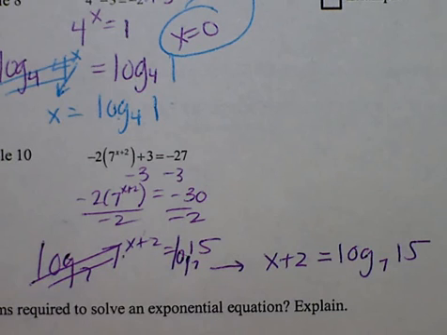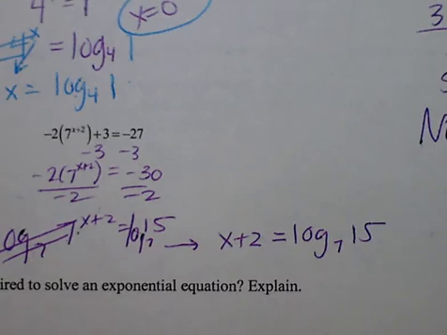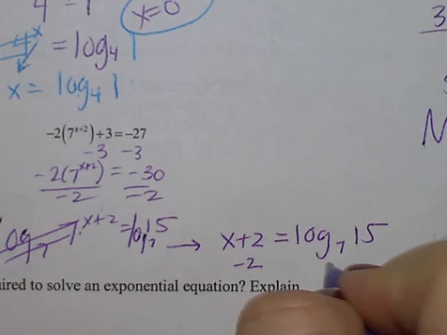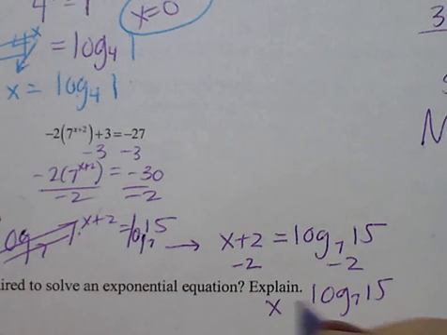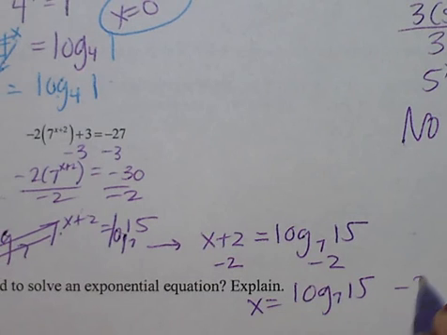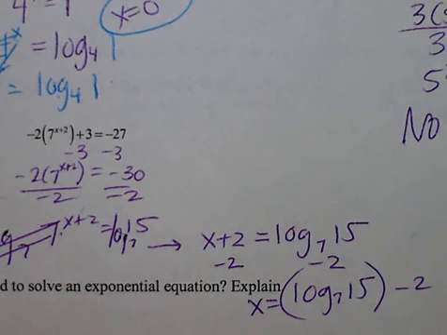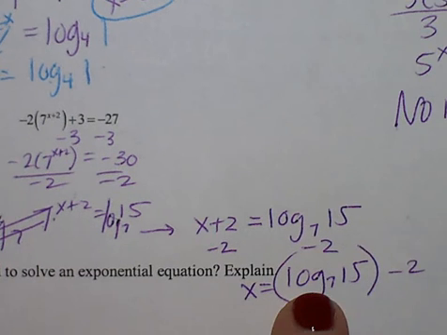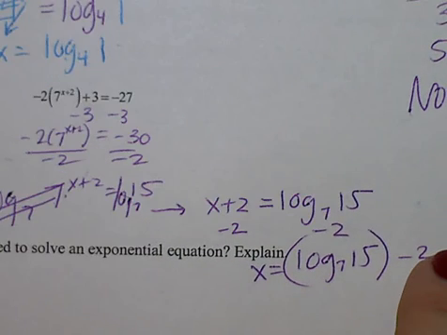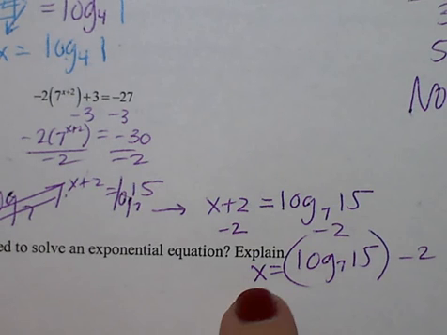Now I still want to isolate that x. So to isolate the x, I need to subtract 2. Now there's a little bit of confusion here because I just want you to understand that this subtracting 2 has nothing to do with the log base 7 of 15. So you don't subtract 2 from 15. It's this answer and then subtract 2. So if they said what is the exact answer, this would be the exact answer.